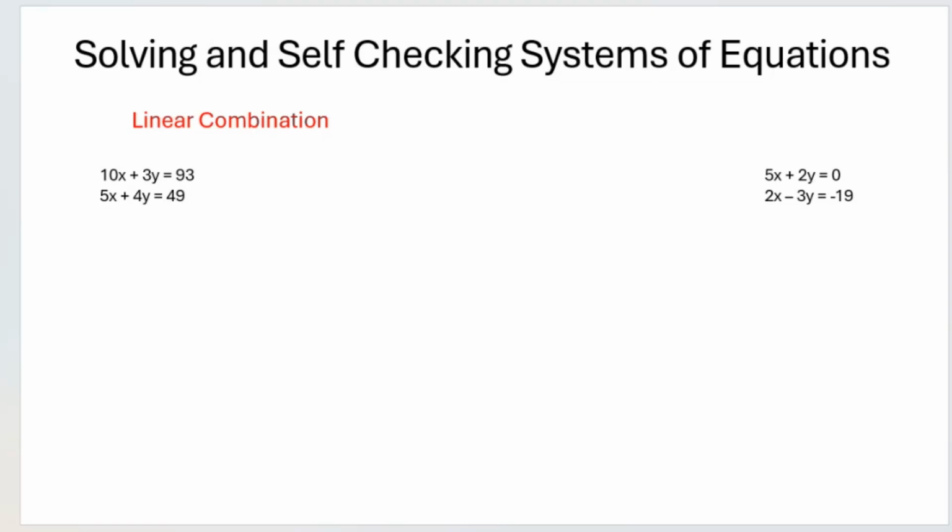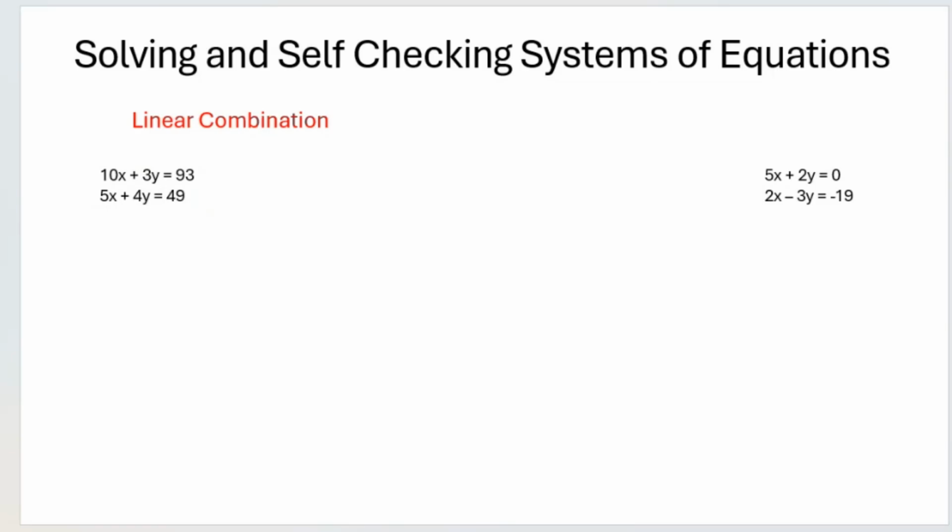You can see the first system that we're given here, 10x plus 3y equals 93. You have the x, you have the y, and then what it is equal to. The second equation, 5x plus 4y equals 49. You can see that the x's are lined up, the y's are lined up, and the answers, or just the number values, are lined up.